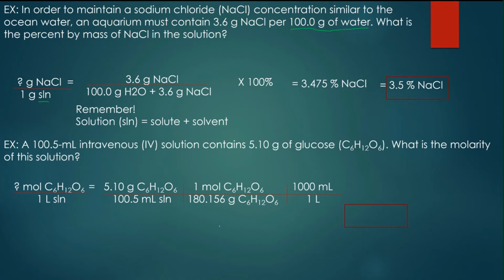Then the bottom step, again, I need to go from milliliters of solution to liters of solution. Crunch the numbers, and we get a molarity of 0.282. Again, we use that big M to symbolize molarity. And that describes a concentration for us in chemistry.